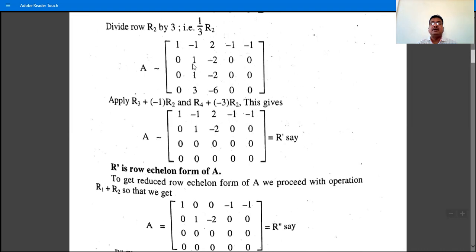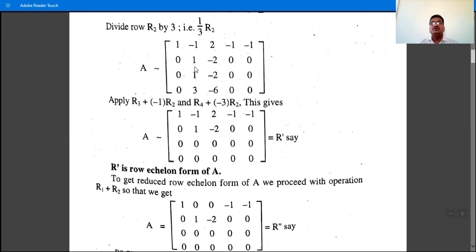Then we have to reduce this element 1 and 3 to 0 by using this leading 1. Okay, leading 1, this is 1. So the operation is R3 minus R2, or multiply the second row by -1 and add in the third row. So R3 plus -1 R2. Another operation is what? Multiply the second row by -3 and add in the fourth row, that is R4 plus -3 R2.